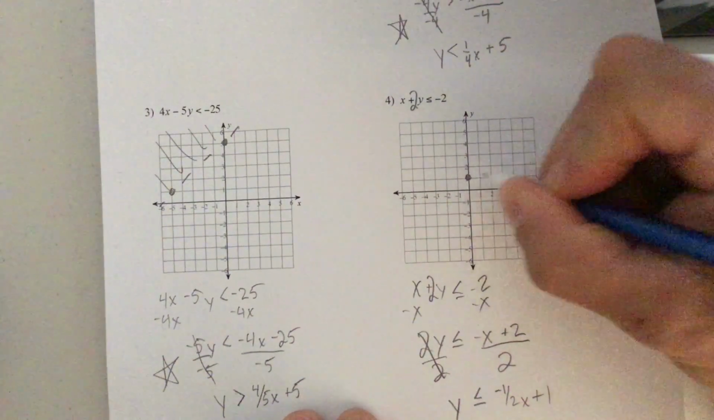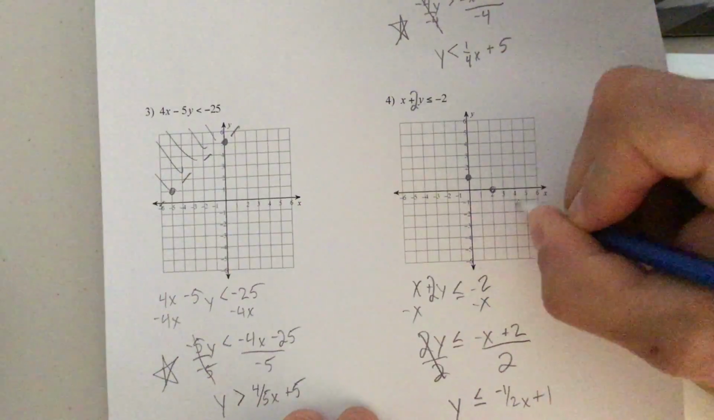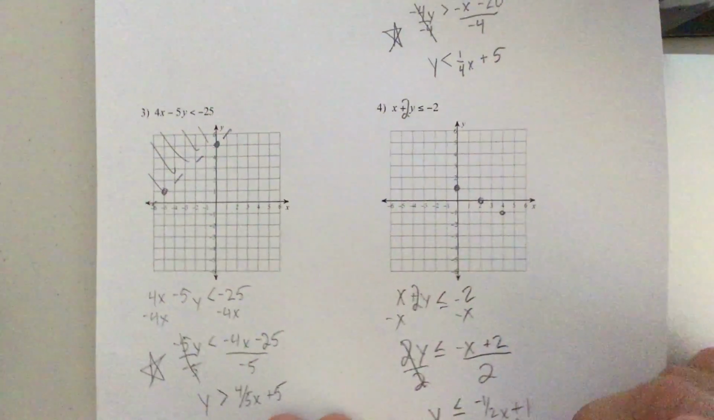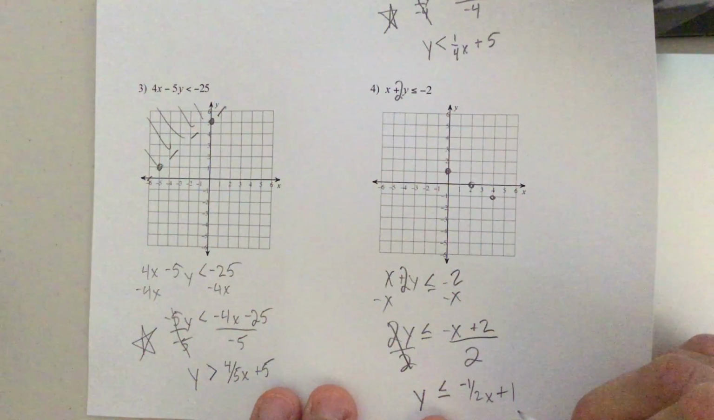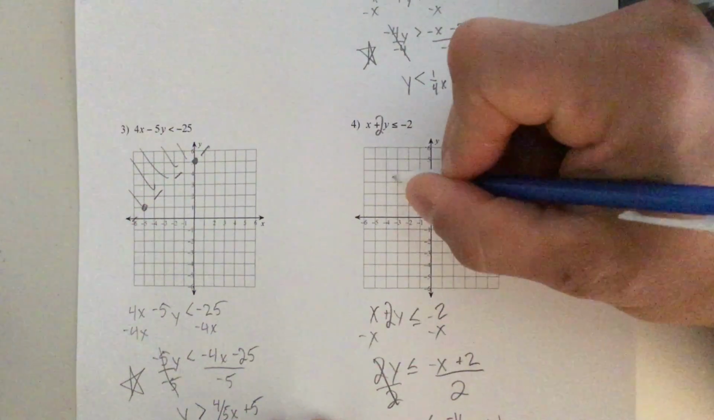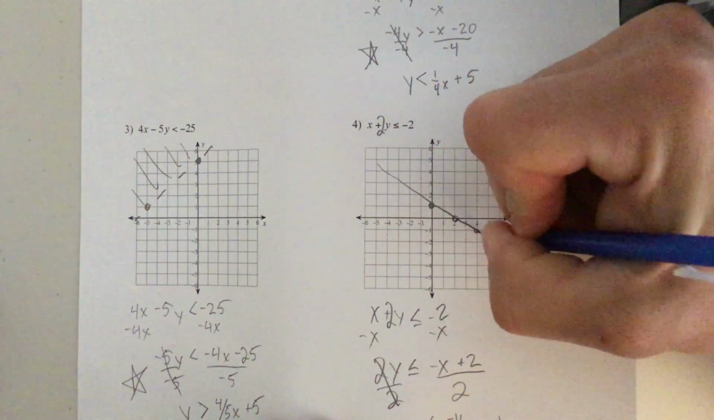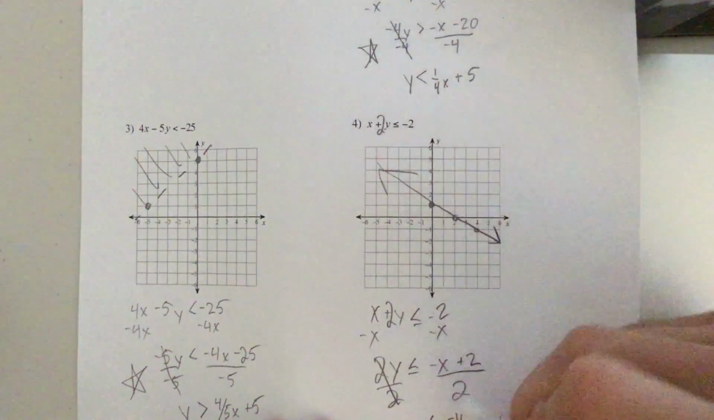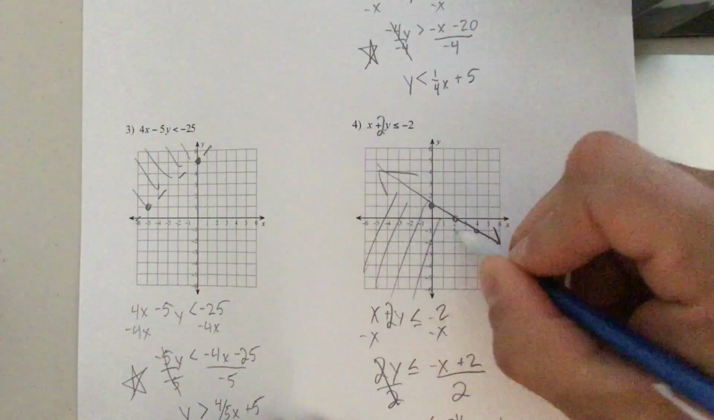Just very quickly, sure enough, my line would look like that with my points. Is it solid or dotted? Well, it's solid because my or equal to sign is there. And because it's less than, I'm going to shade below.